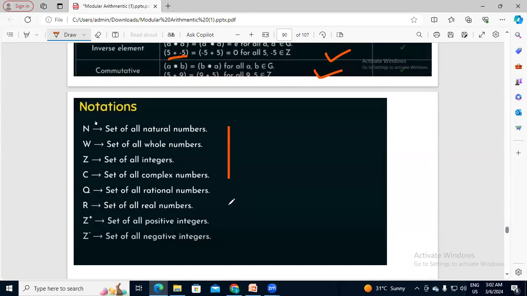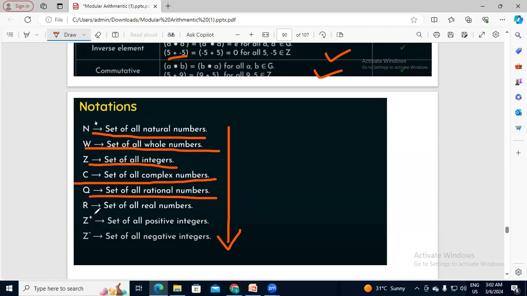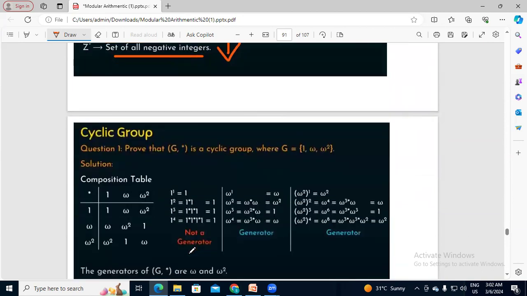So we know the notation for different groups. N is the set of natural numbers, W is the set of whole numbers, Z is the set of all integers, then the set of all complex numbers, set of all rational numbers, set of real numbers. Z plus is the set of all positive numbers and Z minus is the set of all negative numbers.